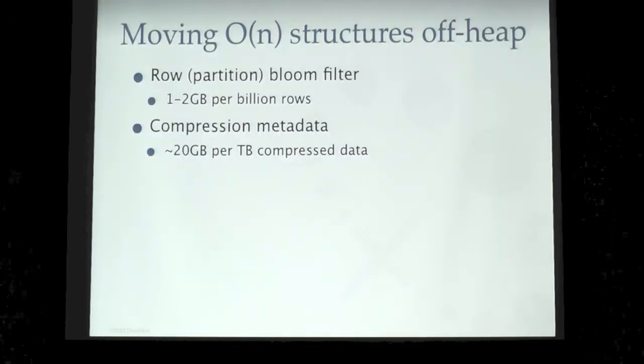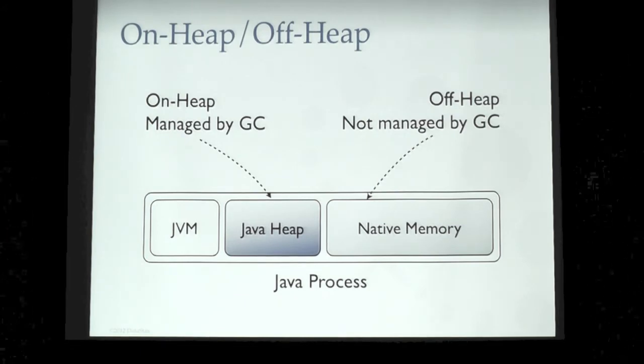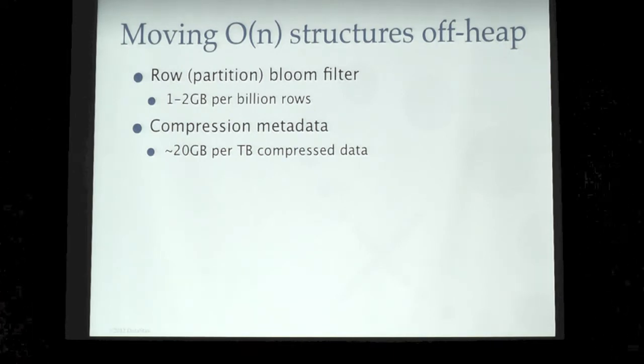We're also continuing to move data structures off heap. What this is referring to is the heap managed by the Java virtual machine is limited to 8 to 16 gigabytes, which is a heap size that Java can deal with relatively well. Past that, and your garbage collection times start getting really painful. So we want to keep heap sizes down. But Cassandra's storage engine needs to use memory proportional to the size of your data. So that's what I'm talking about here.